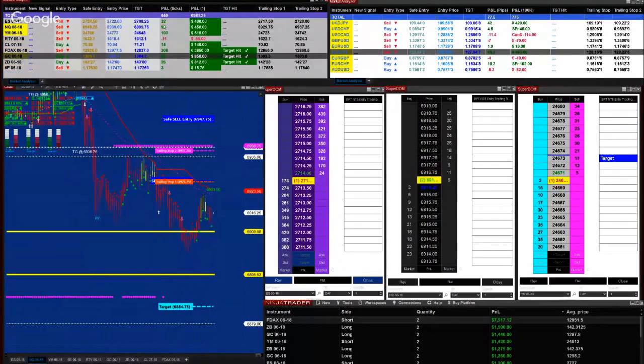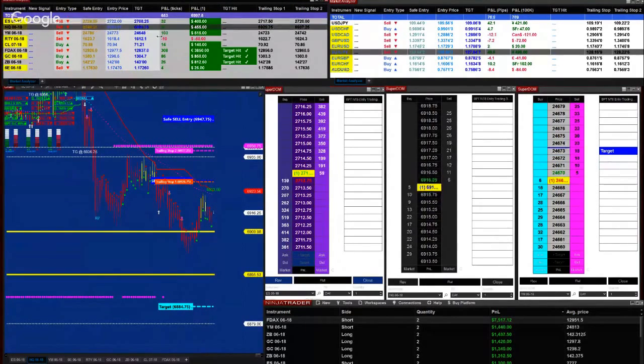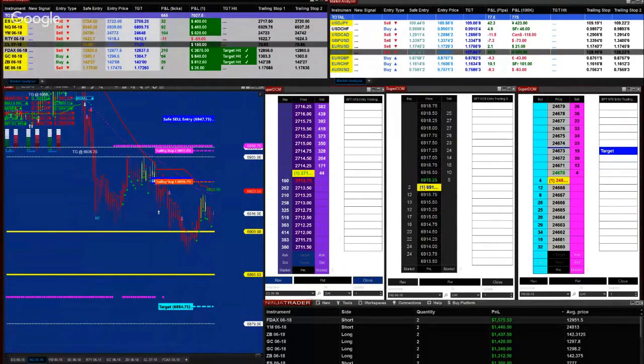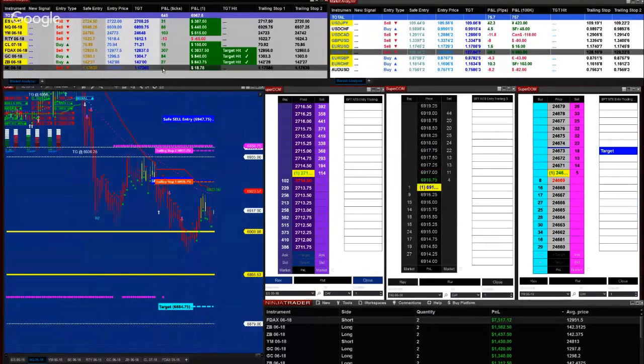We are down 11 ticks on the Russell. We are still up 32, 33 ticks on the ES, NASDAQ 92 ticks, YM 103, CL 14, DAX 300, gold 84, 30-year treasury bond 26.